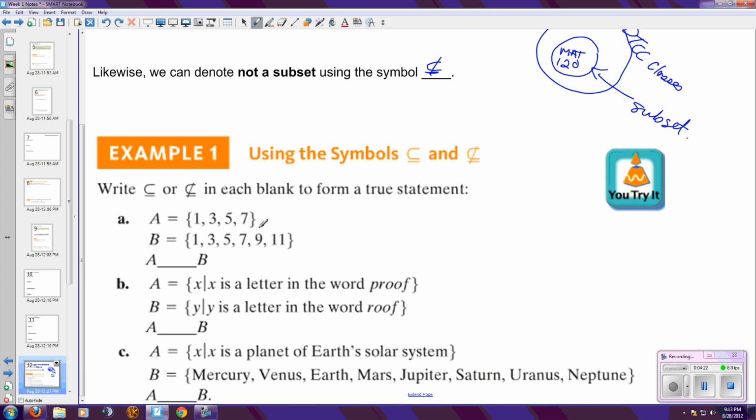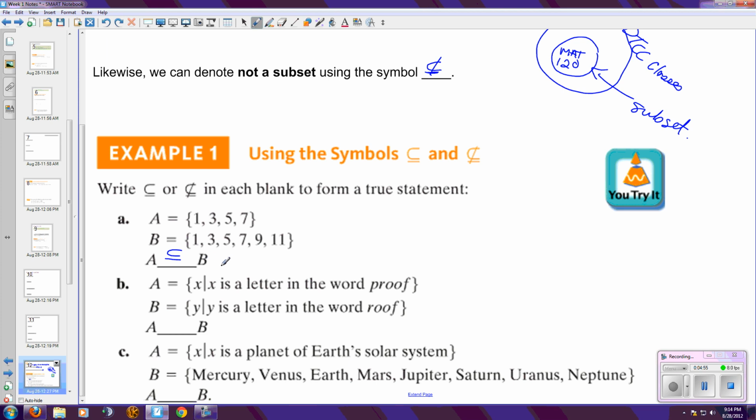Now, if we notice here that 1, 3, 5, and 7 are all contained, they're all elements of what's in B, since B is 1, 3, 5, 7, 9, and 11 as well. So there's some stuff there that's not included, but what that's saying is, in a way, that A is completely contained within B, and therefore A is a subset of B.